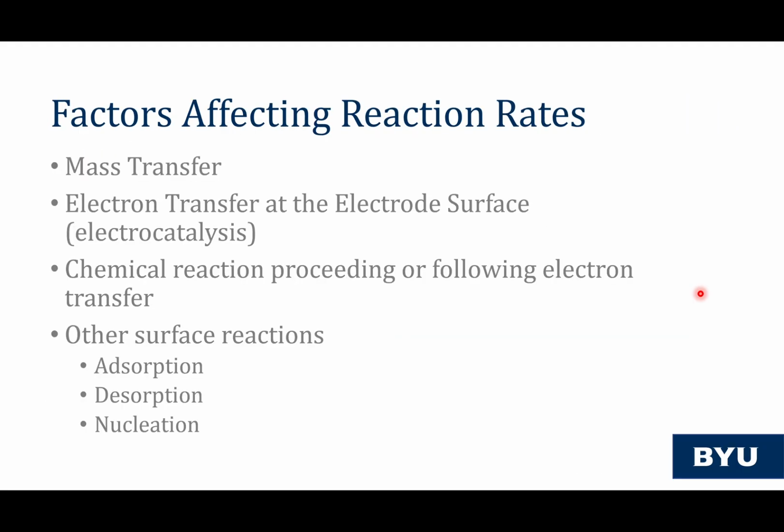So some factors that might affect your reaction rates. Of course, the first is mass transfer. So how quickly is your analyte reaching your electrode? The second is the electron transfer at the electrode surface. You can think of this in terms of electrocatalysis. So electrochemical reactions may occur more favorably on some substrates than others. For example, platinum is a very popular electrocatalyst that's used. The next is chemical reactions preceding or following the electron transfer. And then you might have other things like adsorption, desorption, or nucleation that could affect your reaction rates.